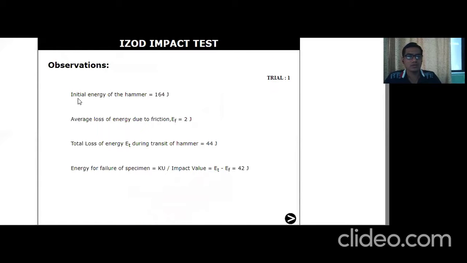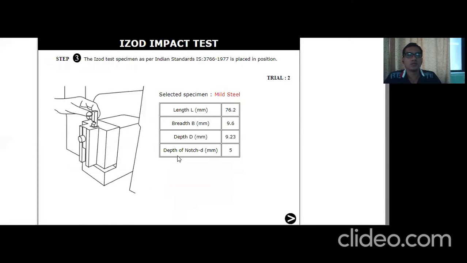So the observations are: the initial energy of the hammer was 164 joule, as we said. Then the average loss of energy due to friction is 2 joule. Then the total loss of energy during the transit of hammer is 44 joule. So the energy for the failure of the specimen, which is the impact value, is equal to 42 joule.